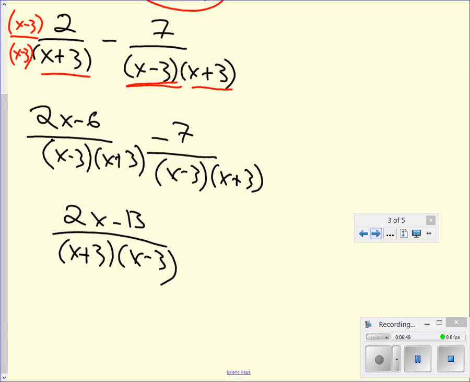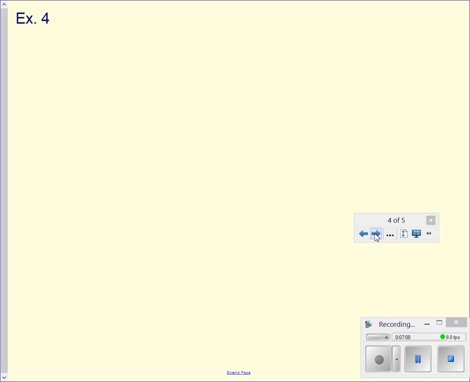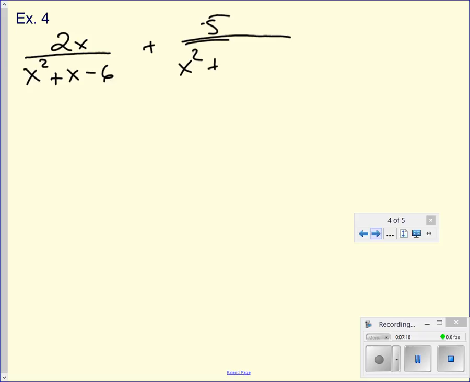So sometimes you just got to look for the things that you could factor, because it might make it a lot simpler. All right, so last one, probably one of the more complicated ones we have: 2x over x squared plus this simple trinomial, plus x minus 6, plus 5 over x squared plus 2x minus 8.